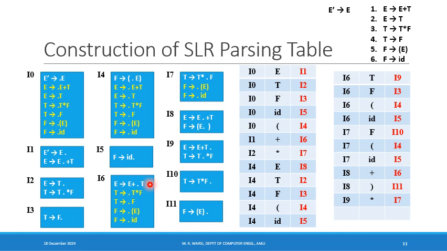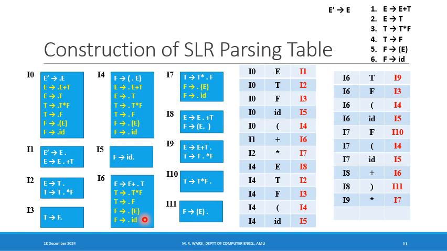So any string which is derivable from capital T will either be derivable from this production or it will be derivable from this production. And because of this capital F, which is after dot, these two LR0 items have been added. So any string which is derivable from capital F will either be derivable from this production or it will be derivable from this production.